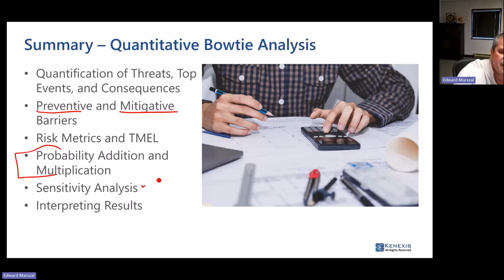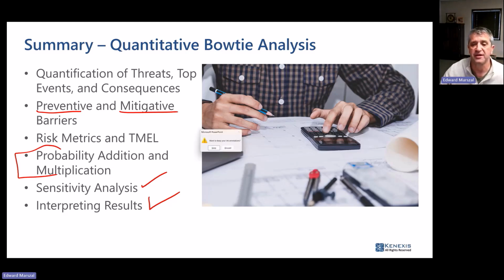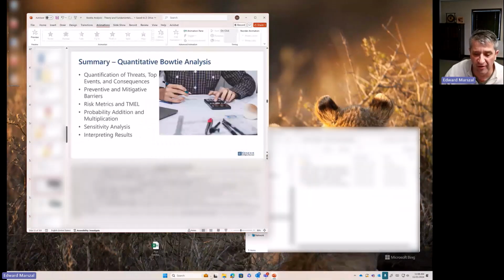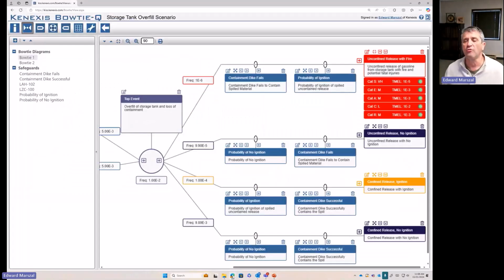We talked about sensitivity and how we look at that bow tie when it's complete, and we can change numbers around to see what's important. And then we finally talked about interpreting the results and making sure that tolerable risk is going to be achieved. So with that, that sums up the overall process of what we're doing in a quantitative bow tie.